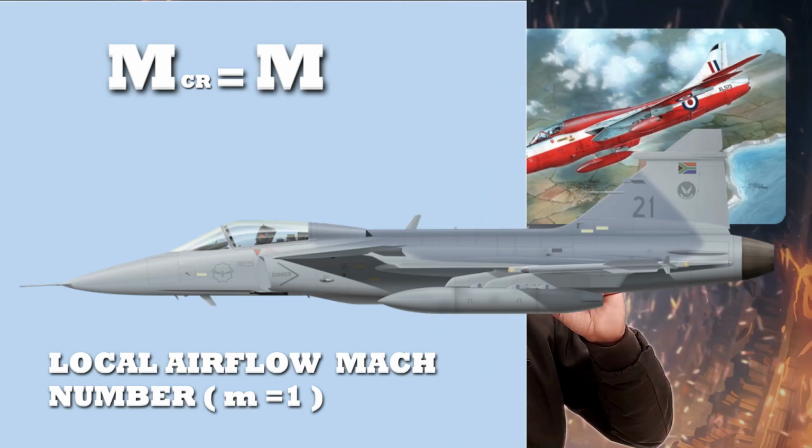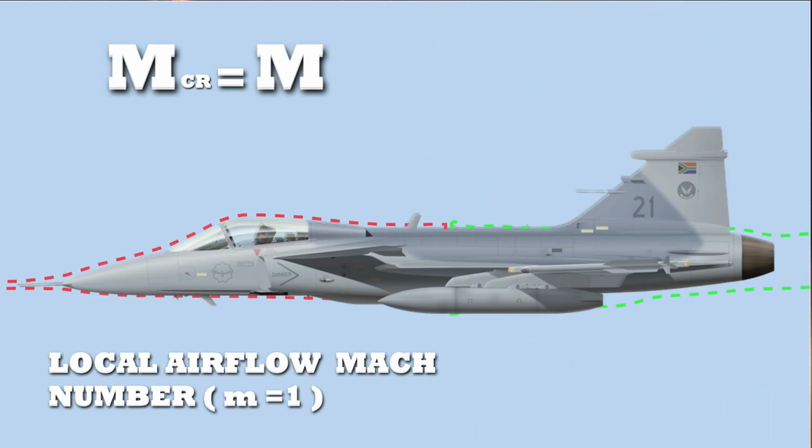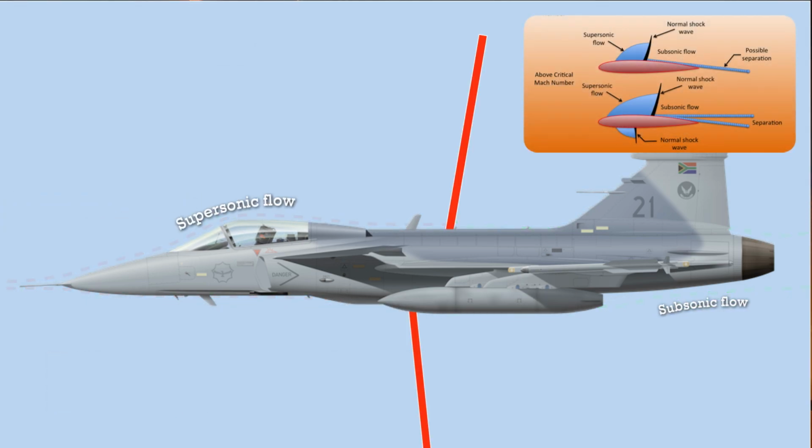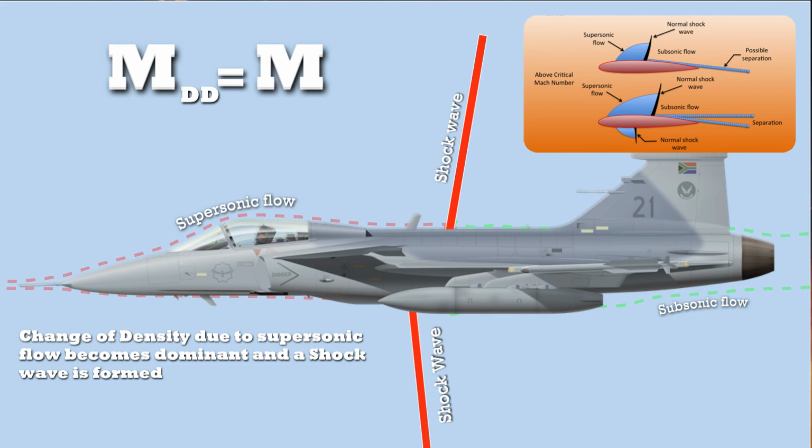So when it achieves the critical Mach number, something happens. The air that is flowing over the leading edge of the wings becomes supersonic. Now, when it becomes supersonic, something interesting happens. The change in density, or lowering of the density, becomes more dominant than the increase in speed. That happens until the density becomes so low that the transition from the supersonic to the subsonic flow, that is the air just in front of it, becomes not gradual.